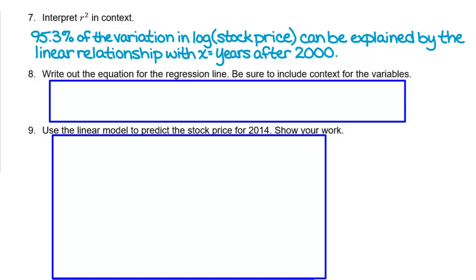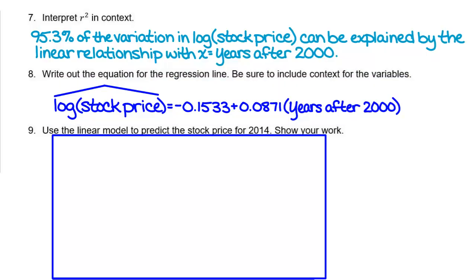Write out the equation for the regression line. Be sure to include context for the variables. So that should look like this. Log stock price hat equals negative 0.1533 plus 0.0871 and then years after 2000.